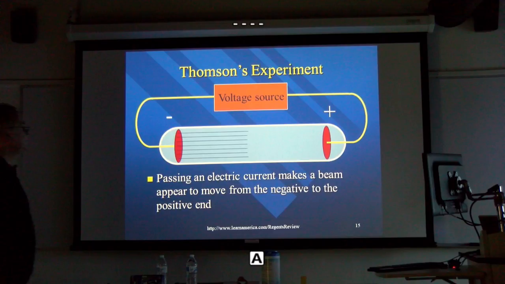What this particle was able to do was move through space. Then he performed the experiment. He wanted to understand what charge that particle had. And the way he was able to do that, he took another electrical field and placed it in the path of these particles. He saw that the particles were attracted to the positive end of an electric field. He continued his experimentation with all different types of tubes.